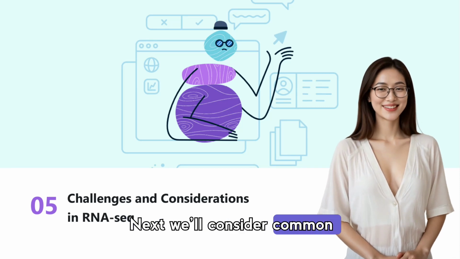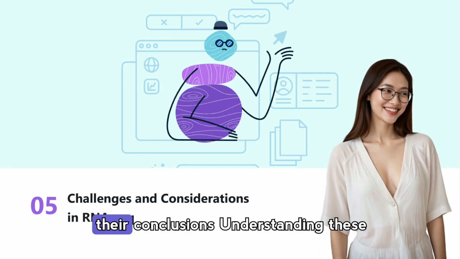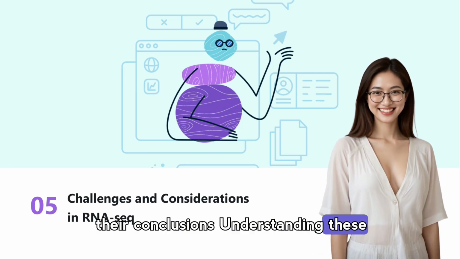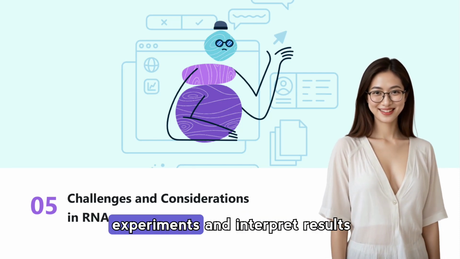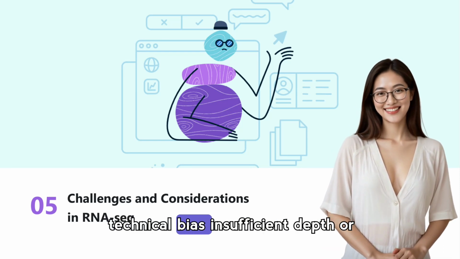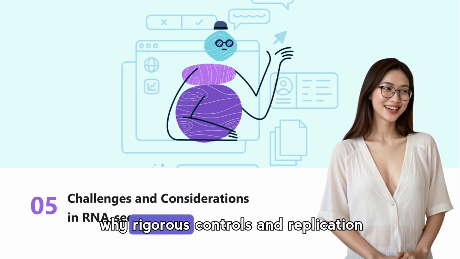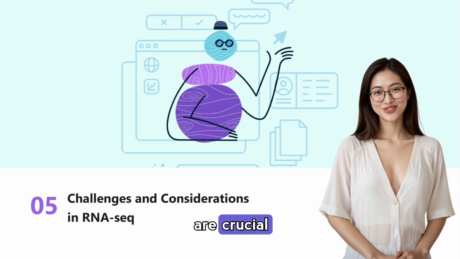Next, we'll consider common challenges and practical considerations that can affect RNA-seq studies and their conclusions. Understanding these limitations helps design better experiments and interpret results cautiously, whether the issue is technical bias, insufficient depth, or biological confounders, and highlights why rigorous controls and replication are crucial.